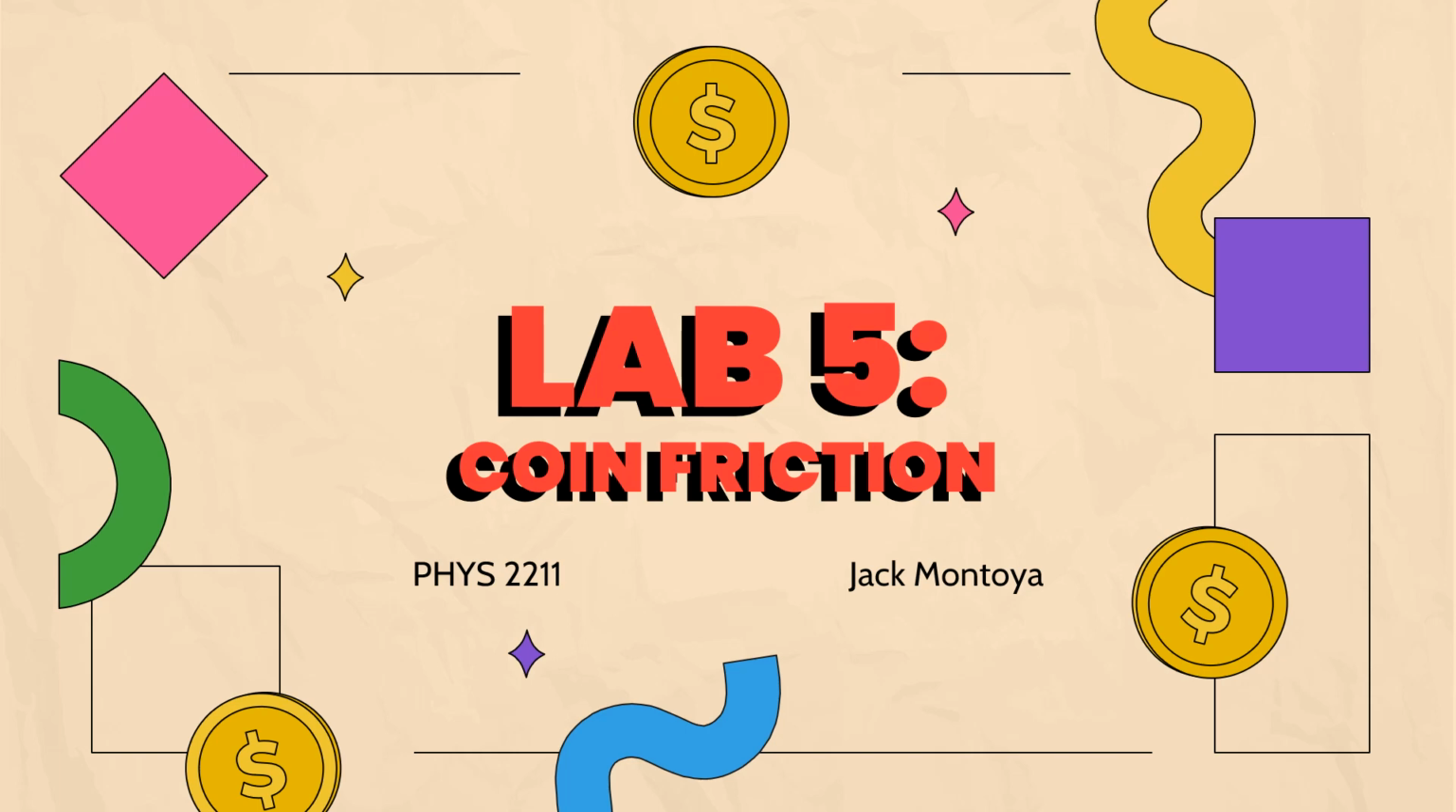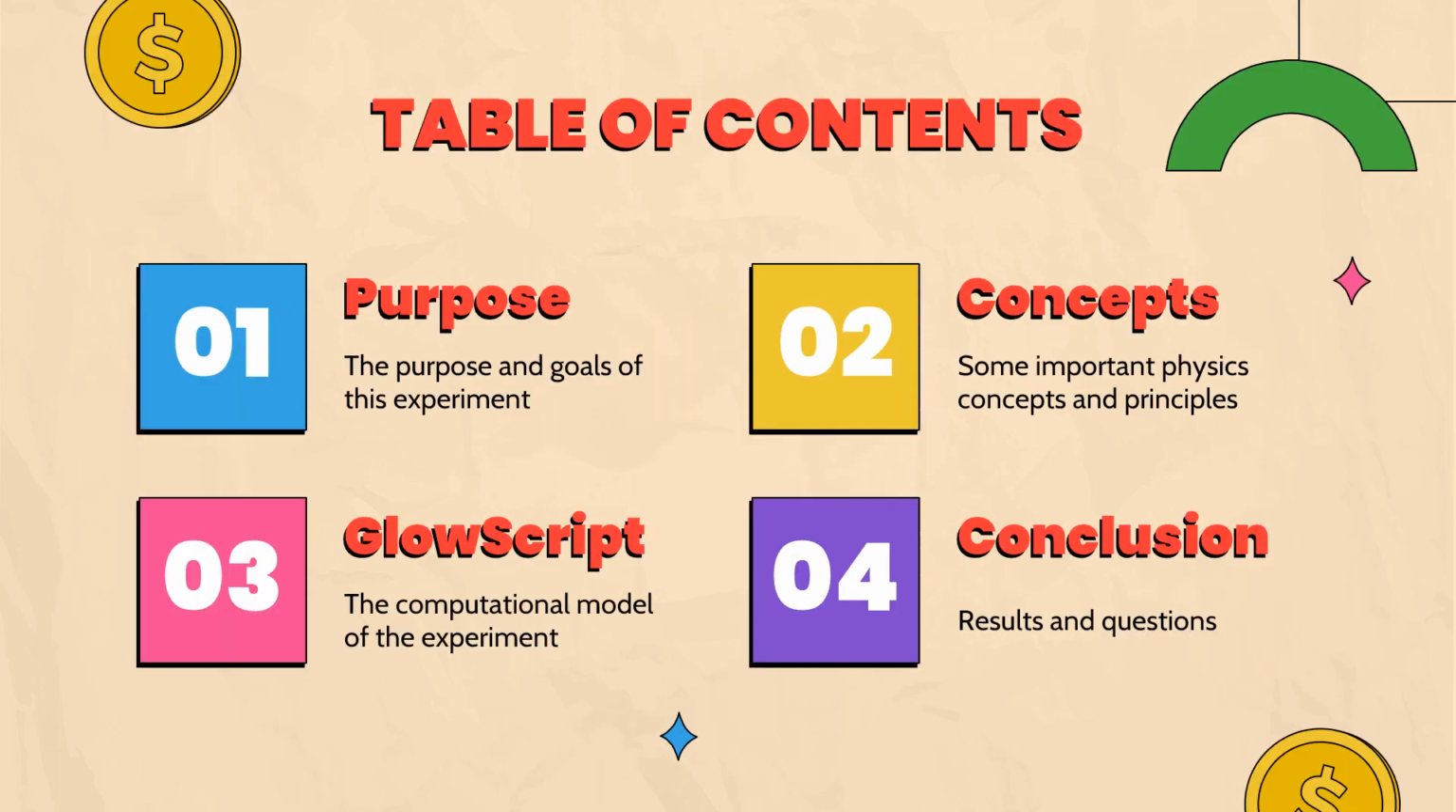My name is Jack Montoya, and this is Physics 2211, Lab 5. In this lab, I will go over the purpose of the lab, some important concepts, my GlowScript model, and then conclude with some results and questions.